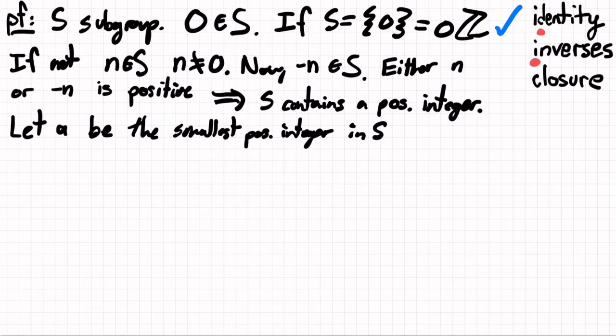There's a finite number of things to check. Once we know that there's a positive integer, there's a finite number of things until we have the smallest positive integer. So if a is the smallest positive integer, now I want to claim that aZ is in fact S.